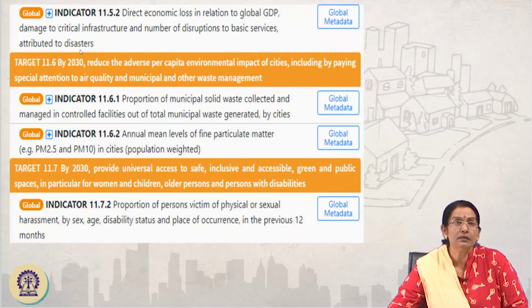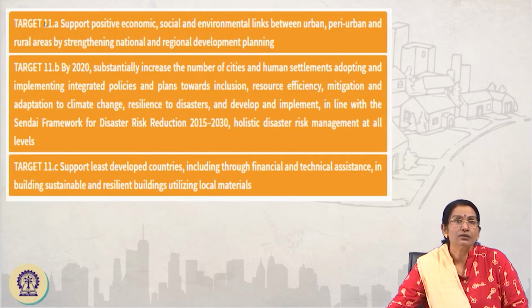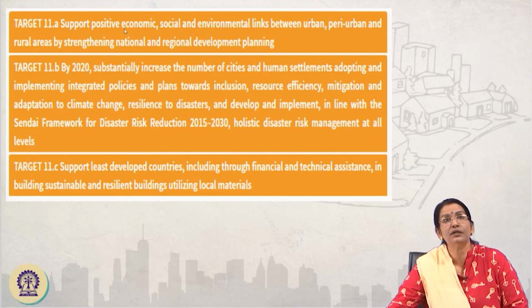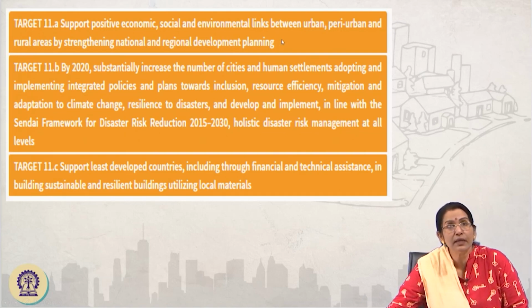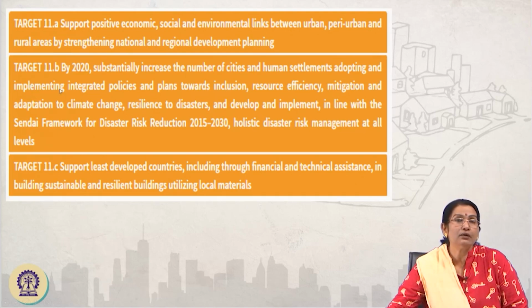So, how can all the targets of SDG 11 be achieved? Similarly, target 11.A advocates for positive economic, social and environmental links between urban, peri-urban, that is semi-urban, and rural areas by strengthening national and regional development planning. Then target 11.B advocates for increasing the number of cities and human settlements adopting and implementing integrated policies and plans towards inclusion, resource efficiency, mitigation and adaptation to climate change, resilience to disasters, etc.